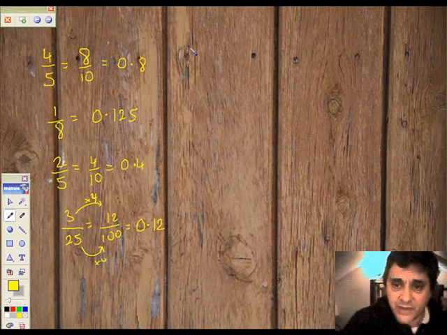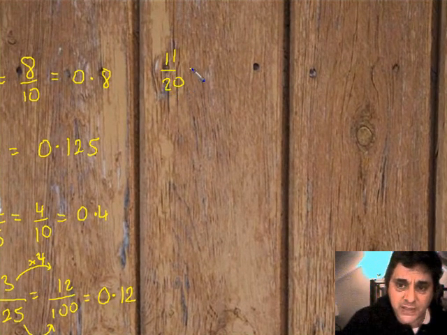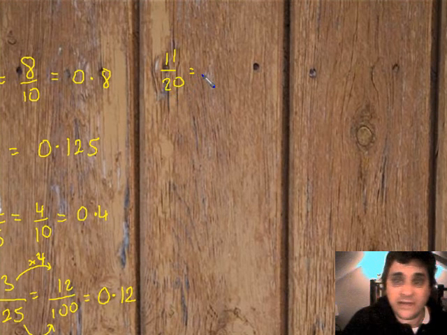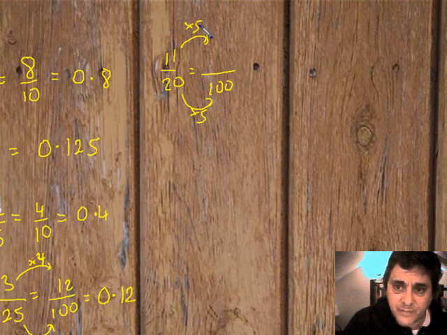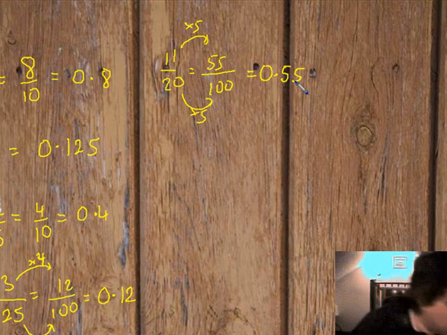11 over 20, do one over here I think. 11 over 20, again calculator, 11 divided by 20, get the answer. If we take it out of 100 by multiplying by 5 there, multiply that one by 5, 11 times 5 is 55, therefore the decimal is going to be 0.55, and that's beautiful.